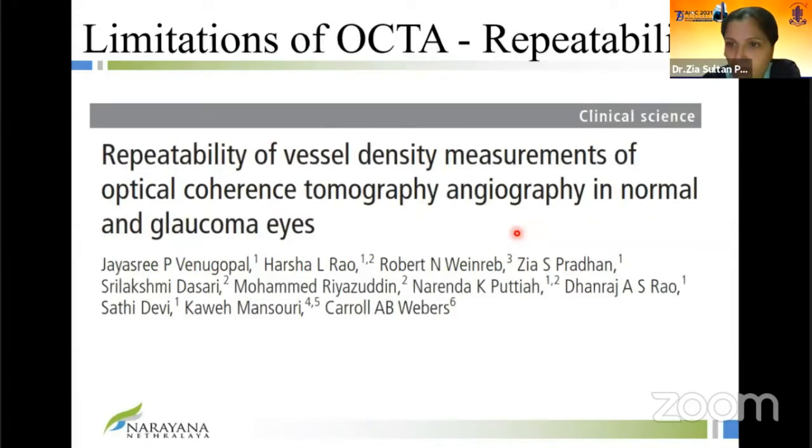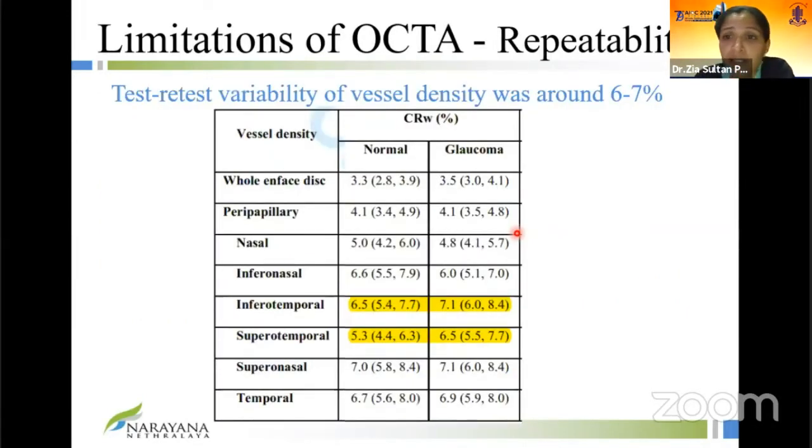Now we come to repeatability. Whether it is in retina or in glaucoma, we know that we have to follow patients up over time. We need to see whether the lesion is increasing or decreasing. We need to see whether progression is occurring or not. And the first step in that is to check the inter-visit repeatability. So with the earlier version of OCTA, when we looked at the repeatability, the test-retest variability was around 6 to 7%. And that is quite high.